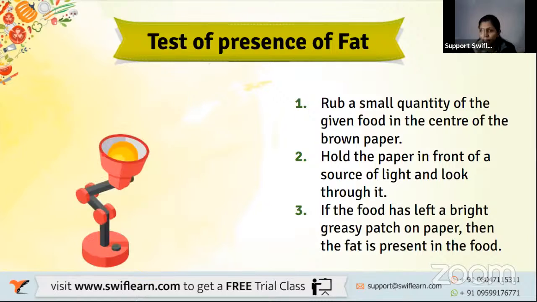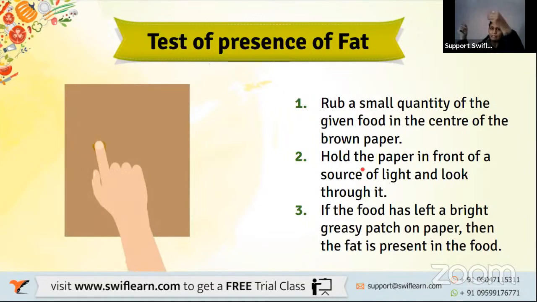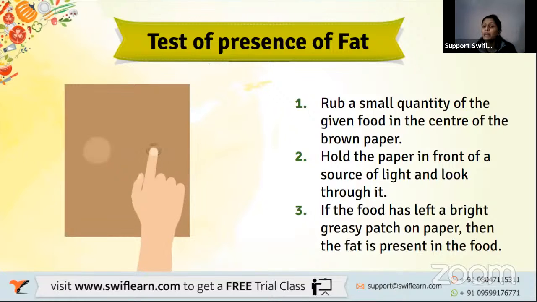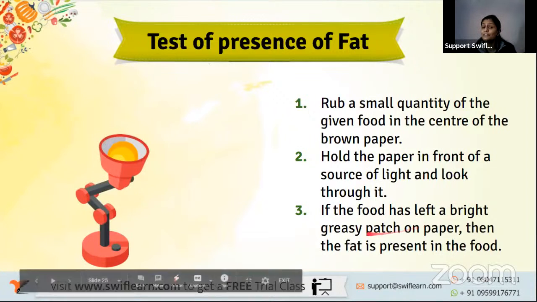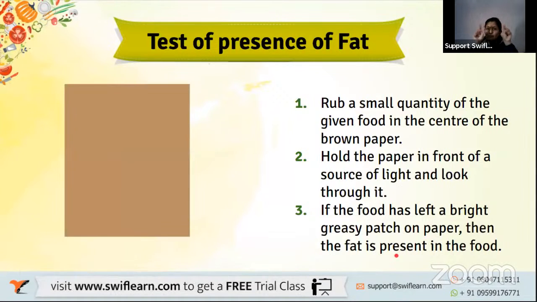Butter is a good source of fat, so take butter in your hand and rub it on the brown paper. Now hold this paper in front of a source of light and look through it. If the food has left a bright greasy patch on the paper, the fat is present in the food. If a greasy patch forms on it, that means it is having fat inside it.